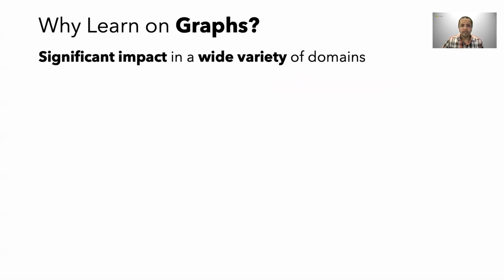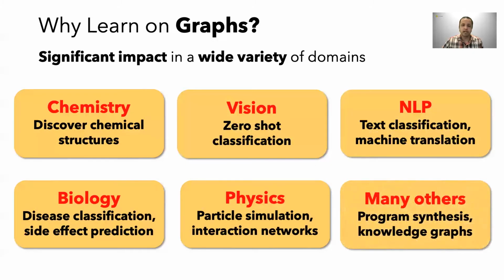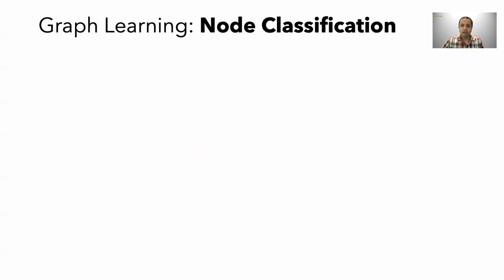Indeed, graph learning has already had significant impact in many domains. It has been shown to be successful in discovering chemical structures, classifying diseases and predicting side effects of drugs, and particle simulation in sciences. Graph learning has proved to have superior performance compared to existing methods on tasks such as text classification, machine translation, and vision. Finally, we also have the use cases in knowledge graphs and programming languages and so on.